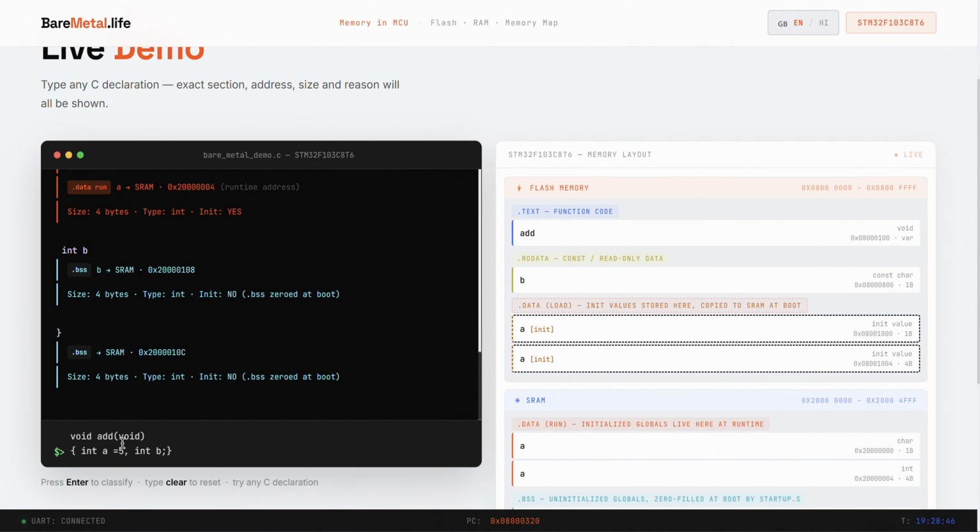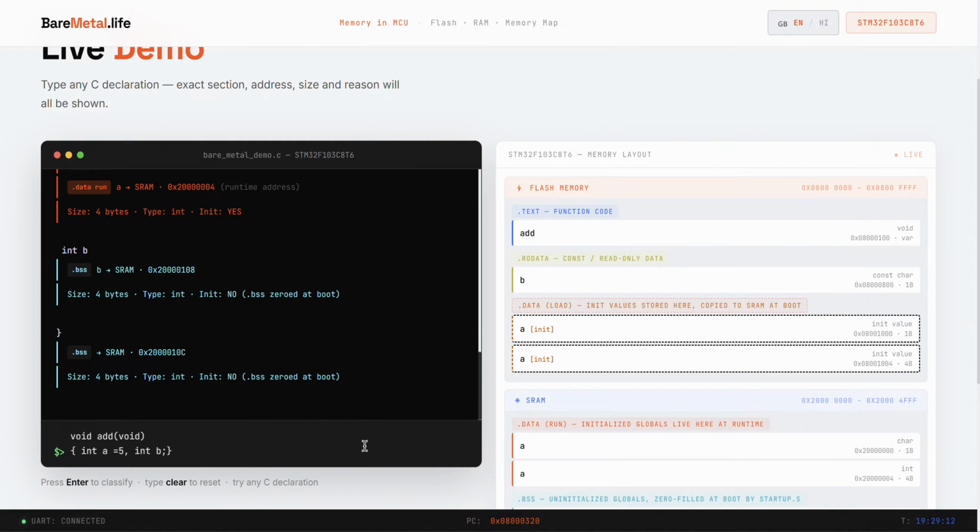Anything declared inside a function is called a local variable. Local variables only exist within the function they belong to. They are created when the function is called and destroyed as soon as the function returns. All of these local variables are stored in the stack area of SRAM. We will explore the stack in much more detail later.